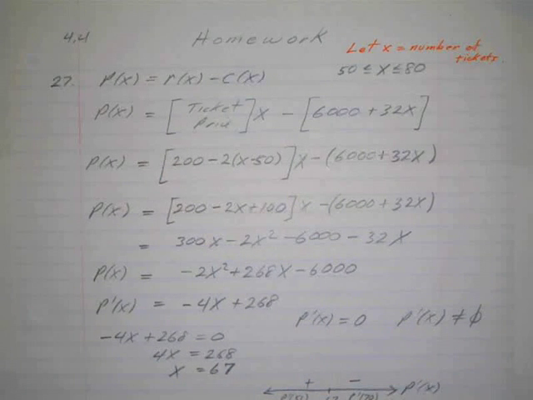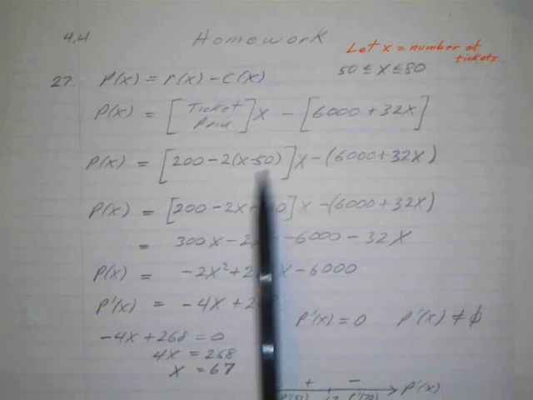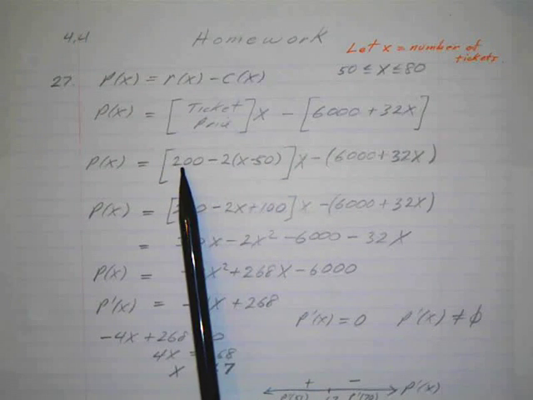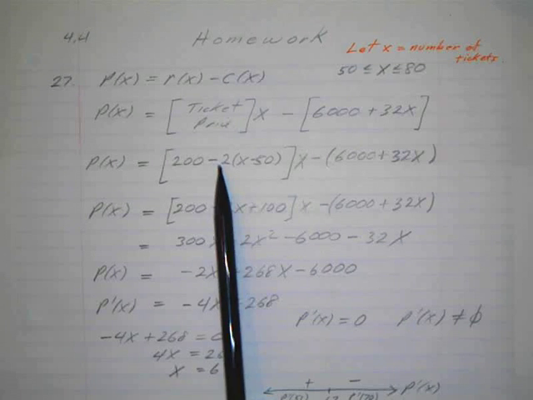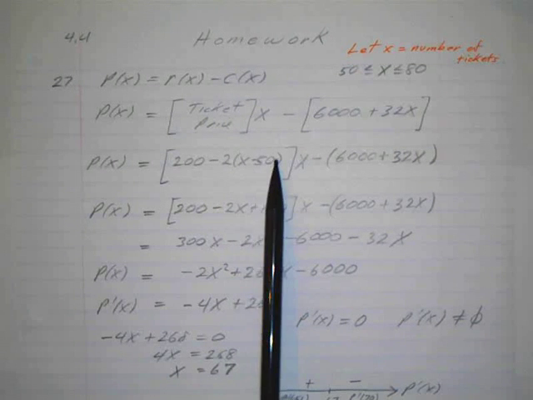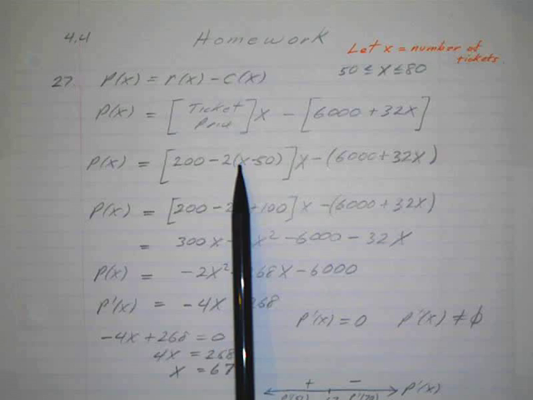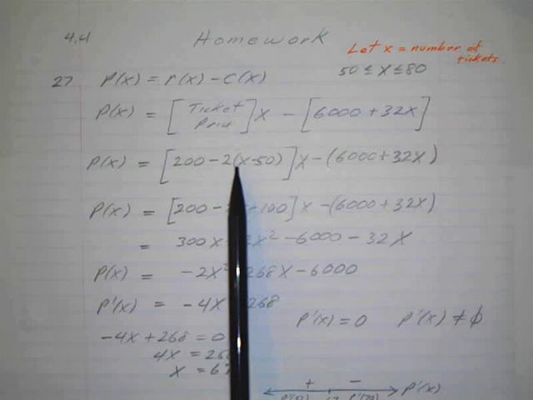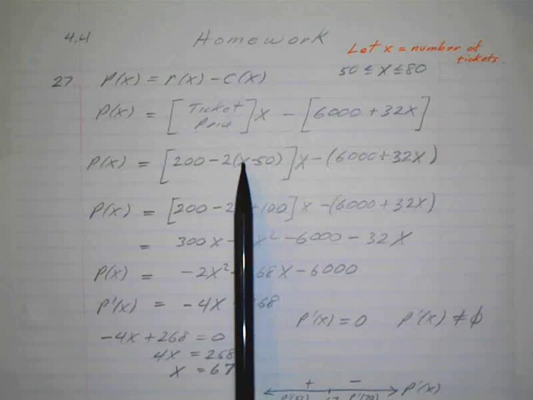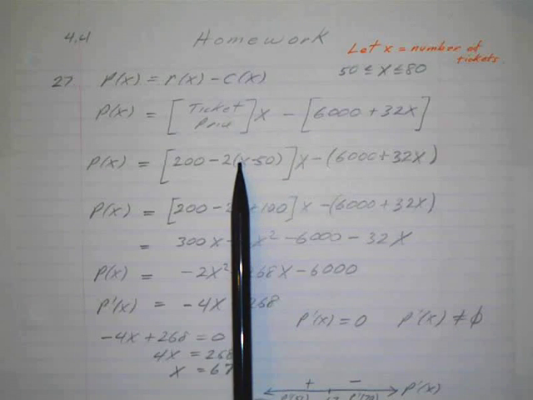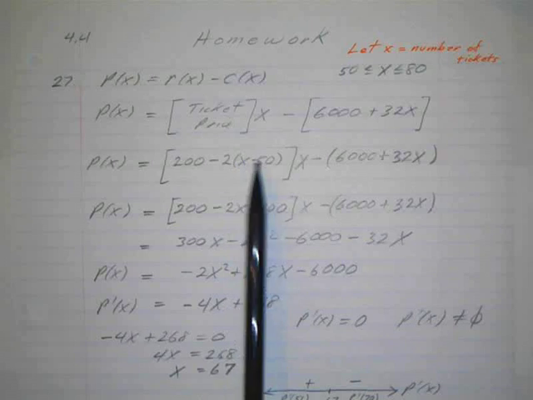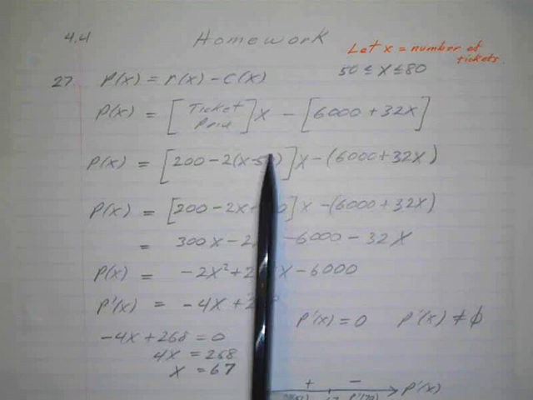Okay? So this will determine my ticket price. $200 minus 2 times however many I'm over 50. And this little factor tells you how many you're over 50. If I've got 51, I'm 1 over 50. 52, 2 over 50. 53, 3 over 50. 54, 4 over 50, because 54 minus 50 is 4. So that's how you kind of think that out.